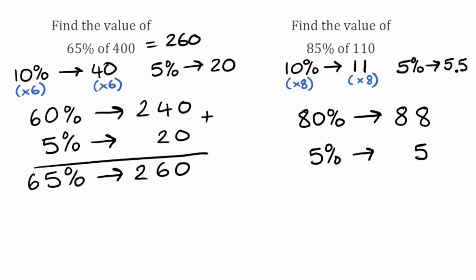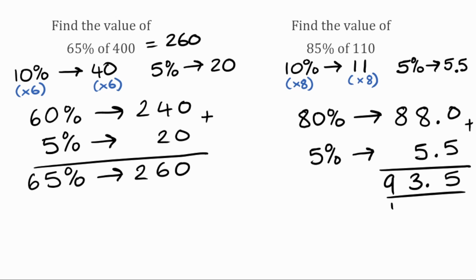So I'm going to line this up and use some column addition to figure this out. So my 8 here, I'm just going to put 0. Then adding these two numbers together, we've got 0 add 5, which is 5. We've got 8 add 5, which is 13. So 3, carry the 1. And then we have 8 add the one we carried over, gives us 9. So our answer to 85% of 110 would be 93.5.